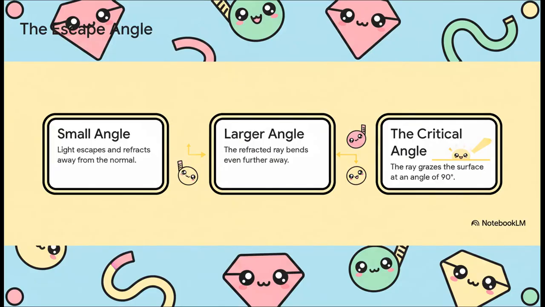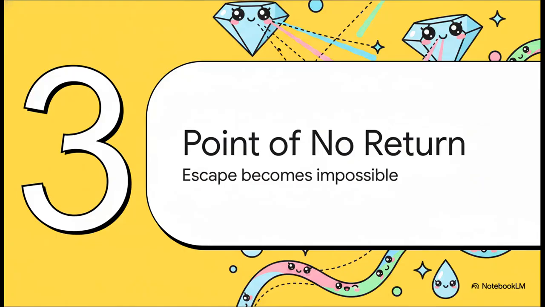Okay, check this out. At a small angle, no problem. The light ray gets out, bending away from the normal just like we expected. Now, as we increase that angle, you can see it bends even further away. It's having a harder time getting out. And then we hit this very specific, very special angle where the light bends so much that it can't really escape at all. It just skims right along the surface, perfectly flat at 90 degrees. This moment, this right here, is the point of no return. The light has reached the absolute limit for its escape plan. Any steeper, and it's not getting out.